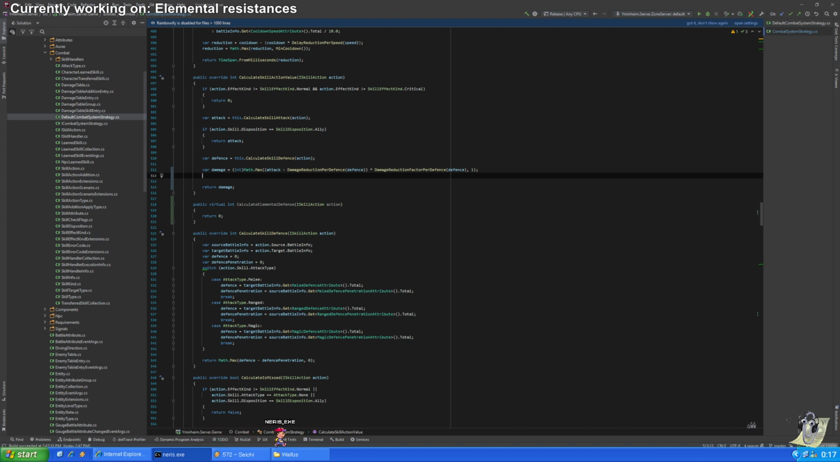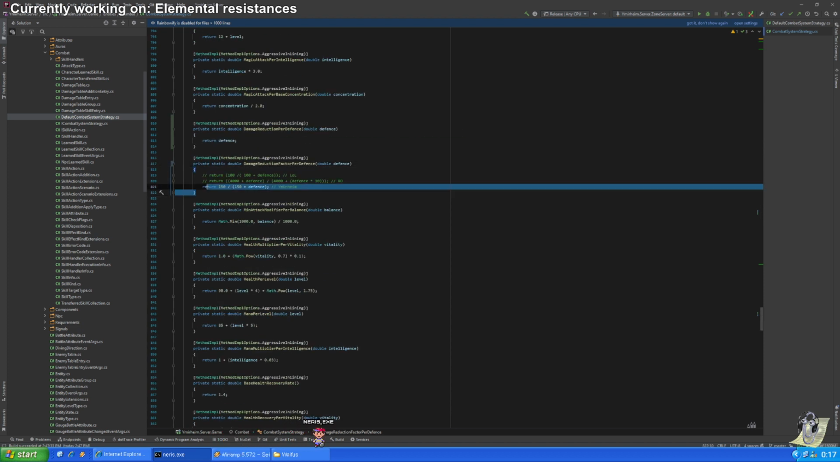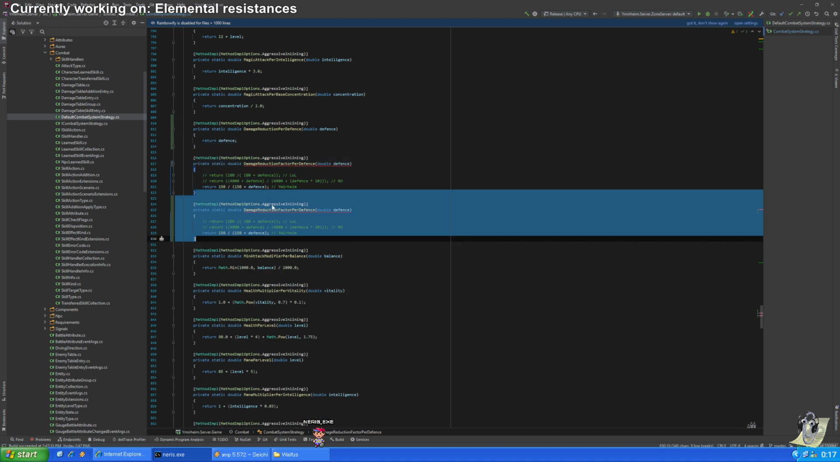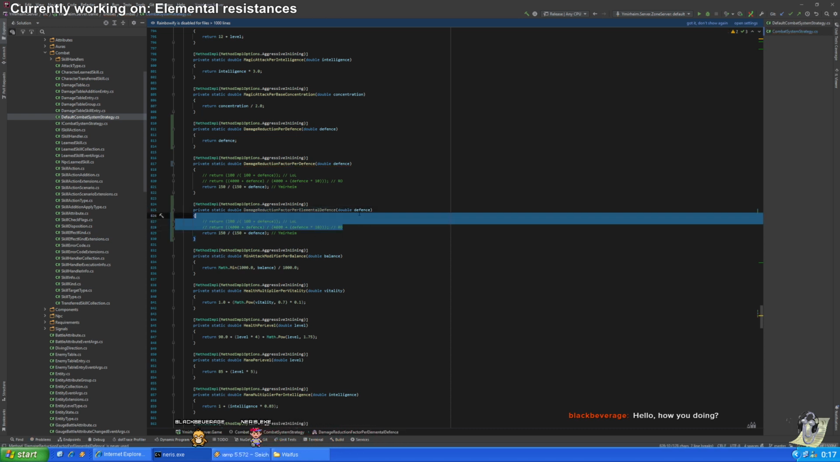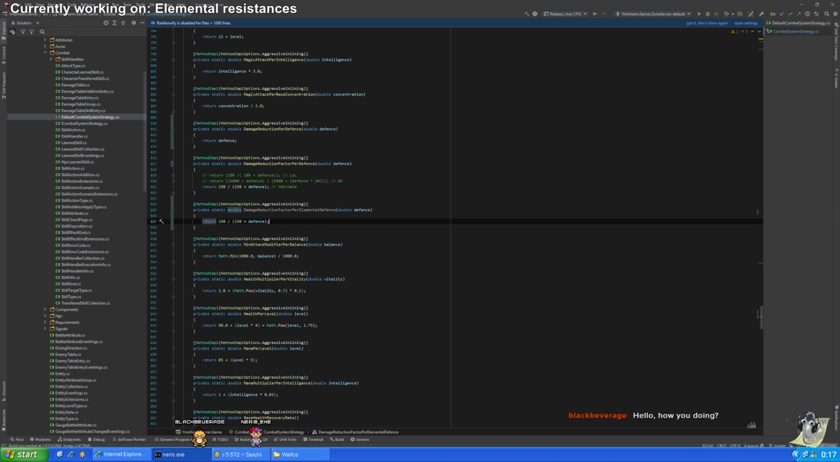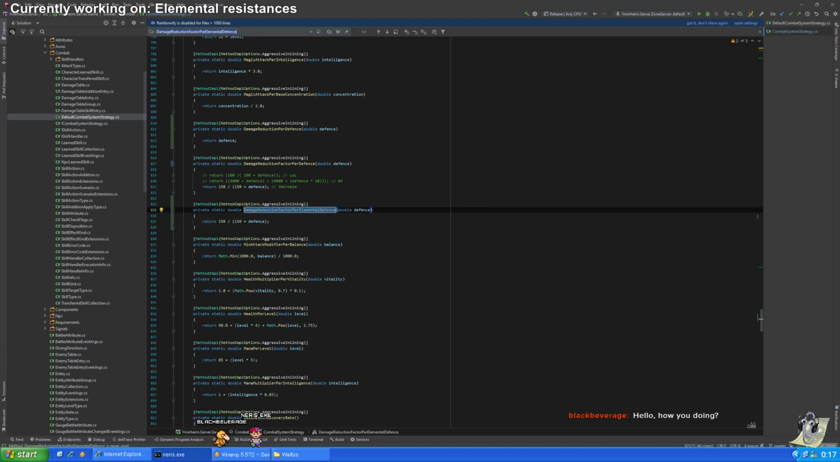and we're gonna create another thing, another method. So it's gonna be damage reduction vector per elemental defense. It's gonna be the same, but we're not gonna use the flat one.